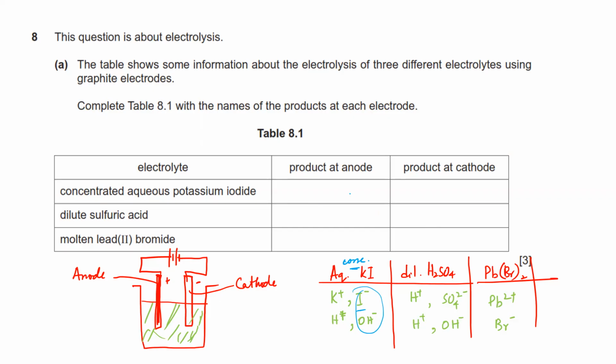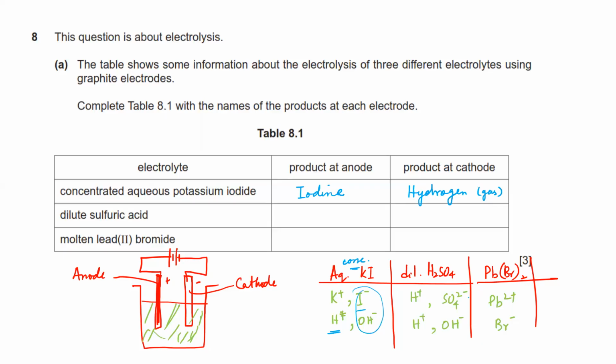Aqueous potassium iodide, iodine will be seen at the anode, and at the cathode the positive ion goes there. Amongst the positive ions, hydrogen ion gets precedence, so hydrogen gas, or the effervescence of hydrogen gas, can be seen at the cathode. Then part two, we have dilute sulfuric acid.